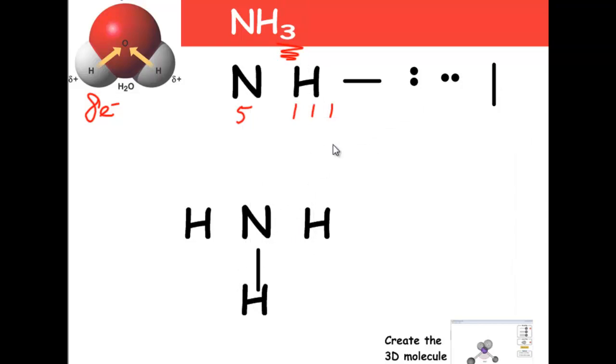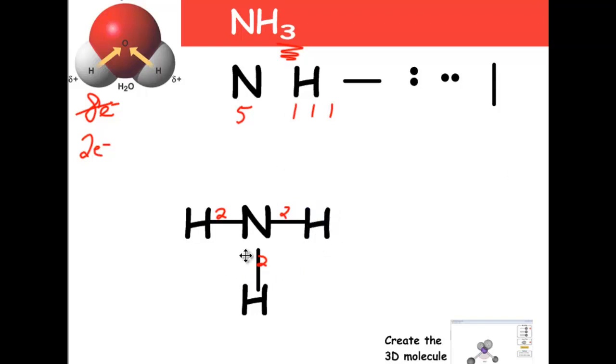Now single bonds represent 2 electrons each. So far, from my bank of 8, I've used 6. There's 2, 2, 2, that's 6, so 8 minus 6 leaves me with 2 more. Now all of my outer guys have an octet. They technically don't have 8, but they're satisfied. They have their 2, because remember hydrogens can only hold 2 electrons in their first energy level.